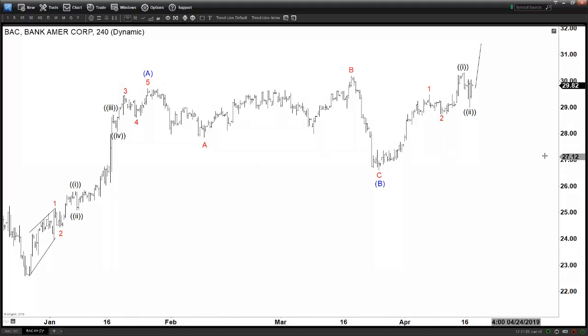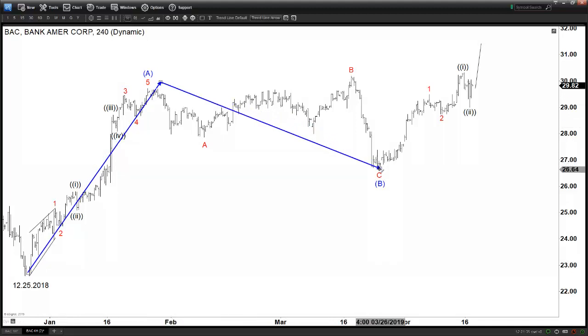And over here in the 4-hour, we can see, if you look at it from this low, which is on December 25th 2018, this is the same low across the indices, right? Any global index sort of formed a low in late December last year, and then since then it started to rally. Now look at this Bank of America. This rally is starting from December 25th. We have this sequence of highs, right? So this is a bullish sequence.